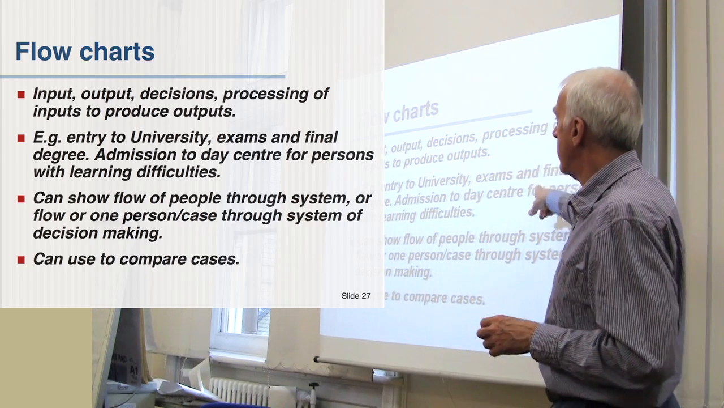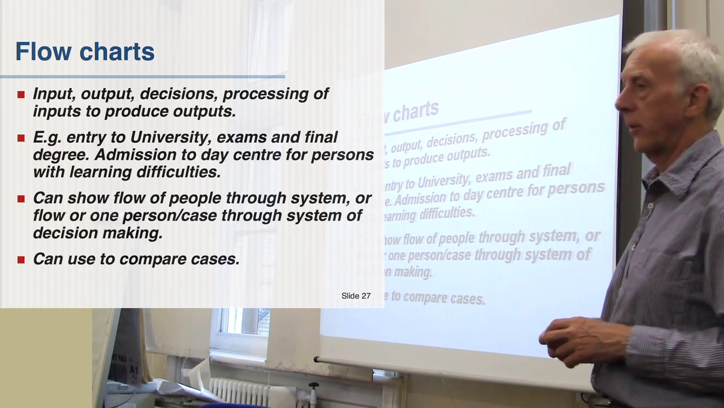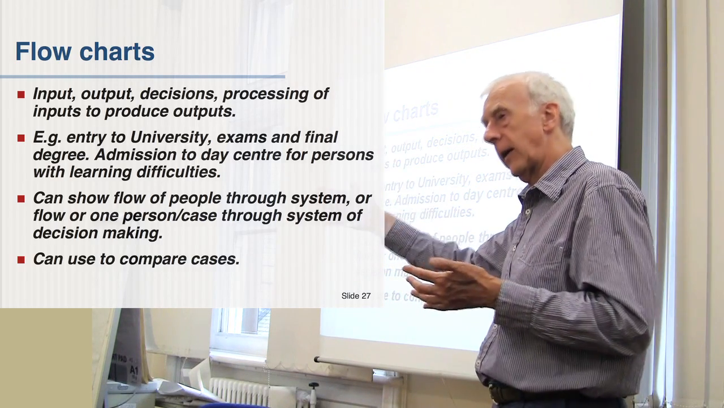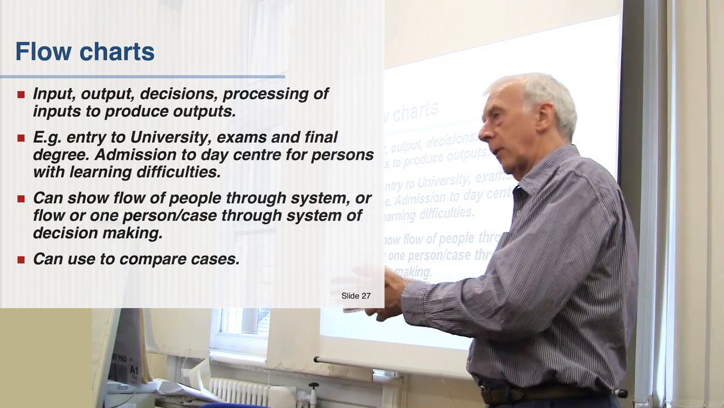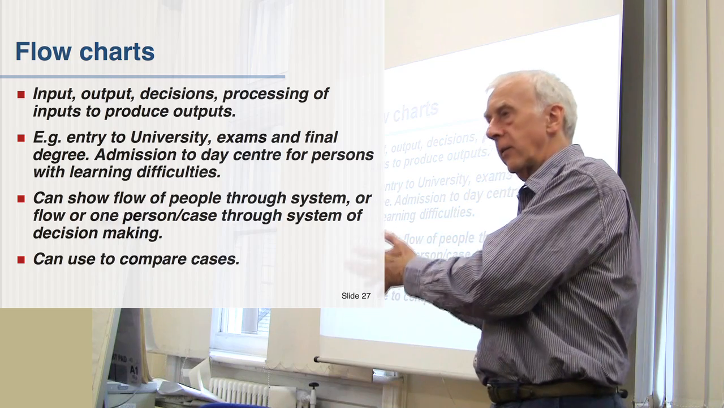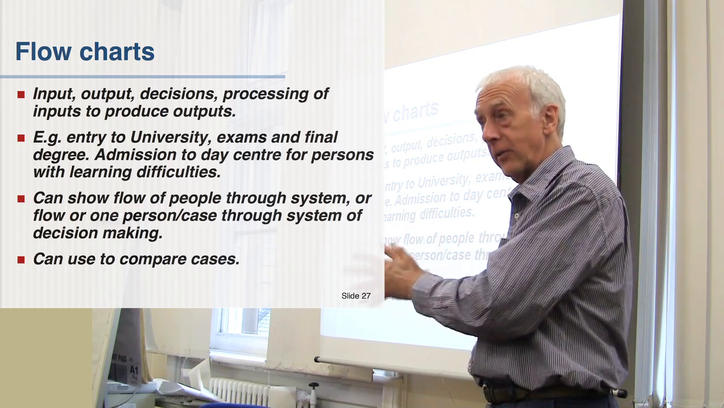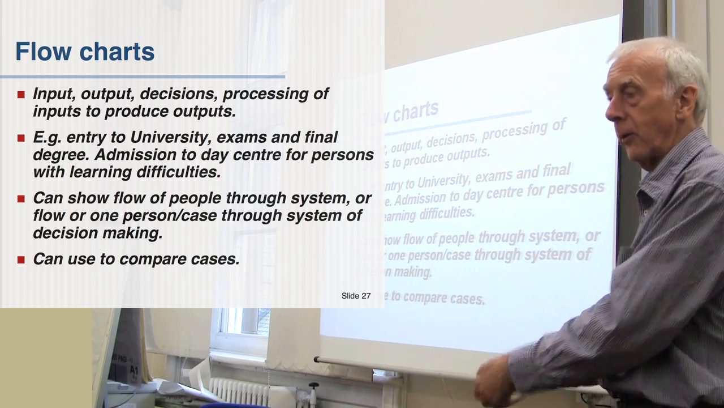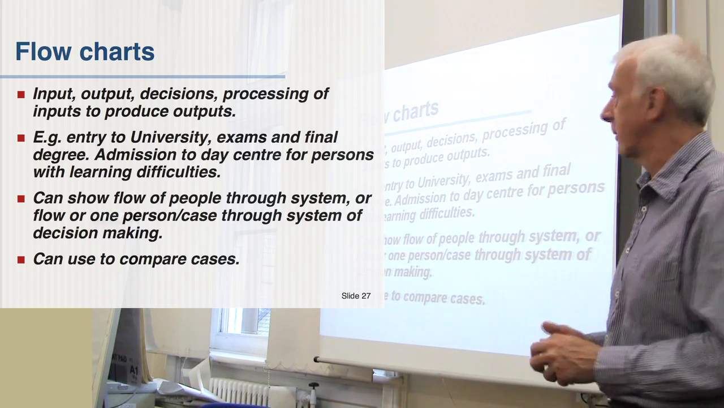I'll give you some examples here. Entry to university, example of honorary degree. Now, how do we judge whether someone should be offered a place or not? Have they got these results? Have they done that? Have they been interviewed? Have they got these things? Have they got the GCSE in mathematics that they need and so on? If it all comes out that way, then the final result is they offer a place. Or don't offer a place.